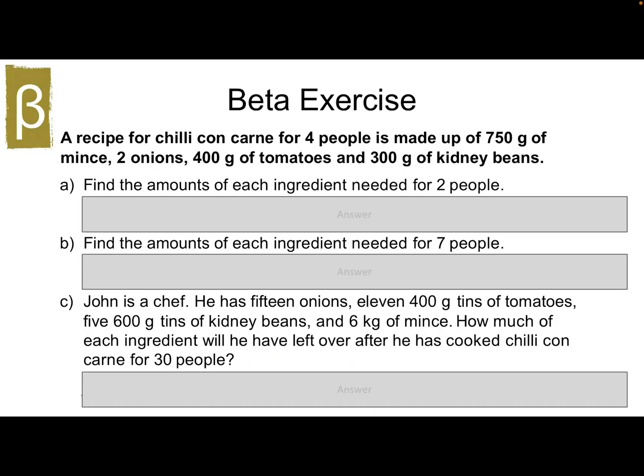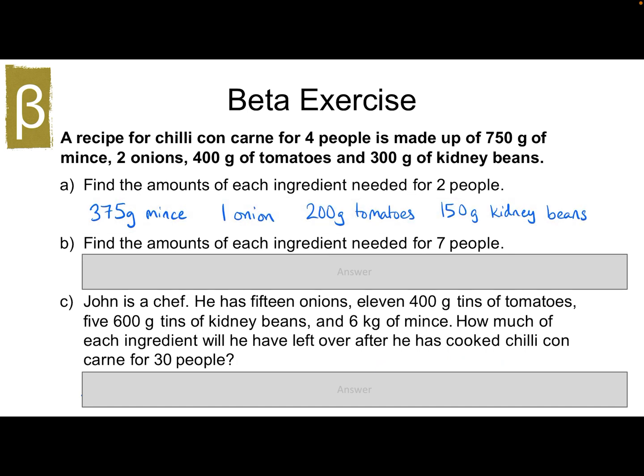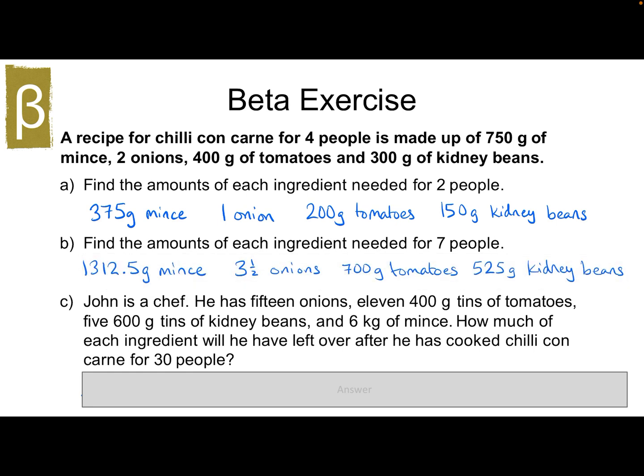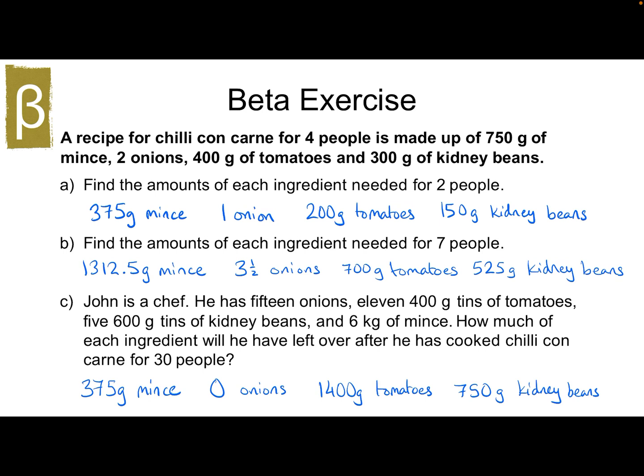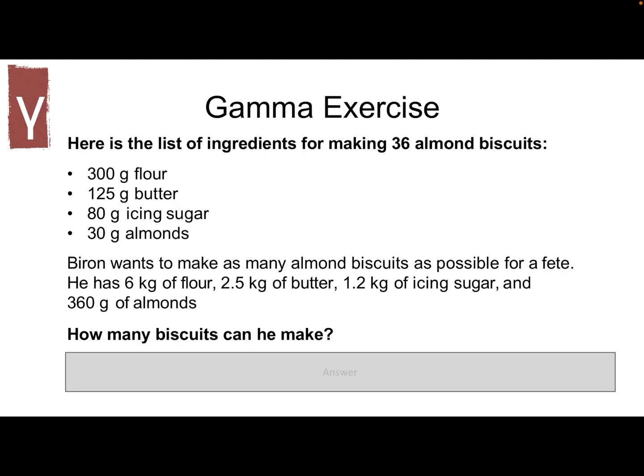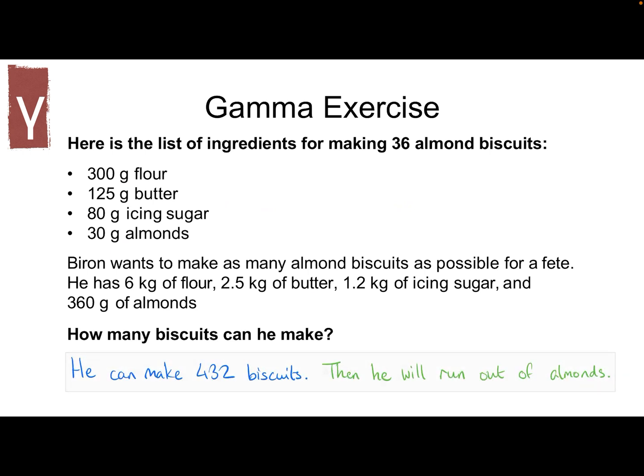Okay, have a go at this one here. Stop your video, have a go. Okay, here we go. 7 people. And that's the answer to part C. Again, if you need any help with any of these questions, you're getting them wrong and you don't know why, please just ask. And last one. How many biscuits could he make? Stop the video and have a go. Okay, he can make 432 biscuits before he runs out of almonds. Okay, so almonds are the constraining ingredient in this recipe.